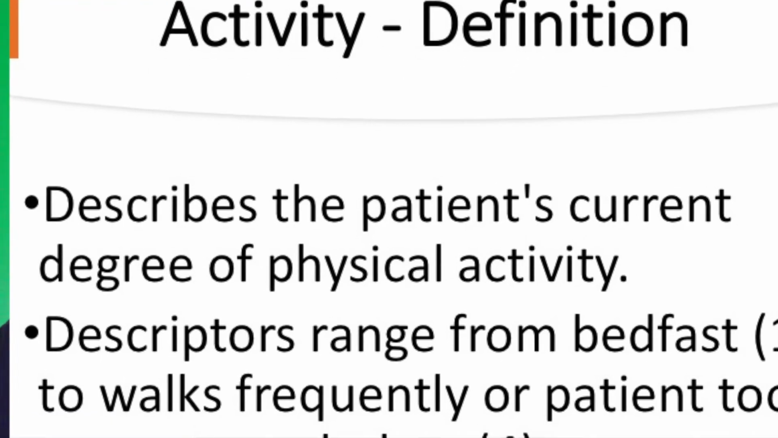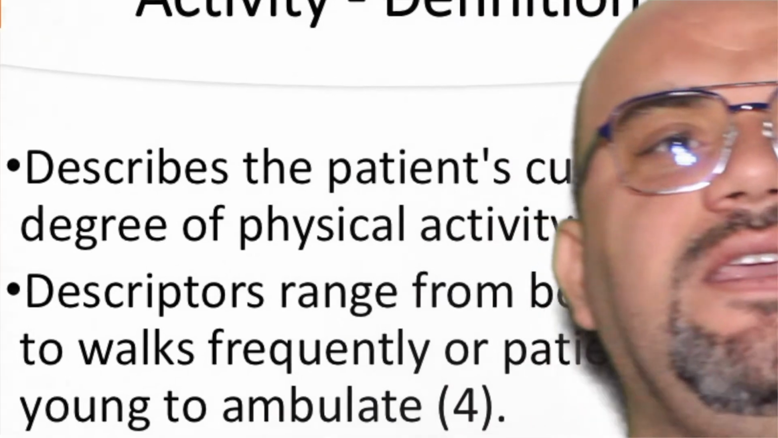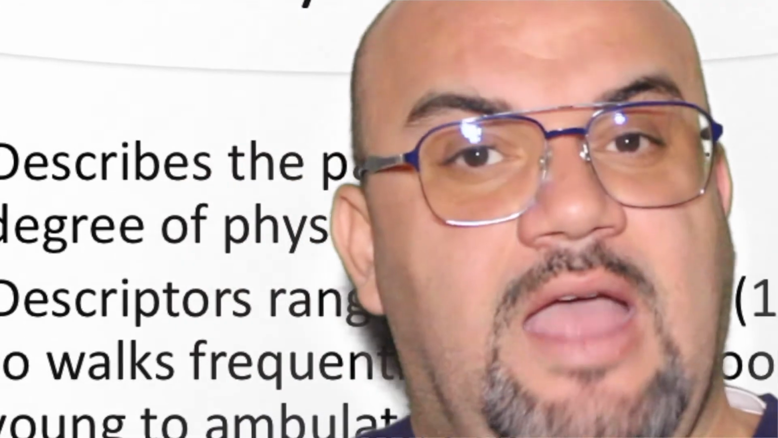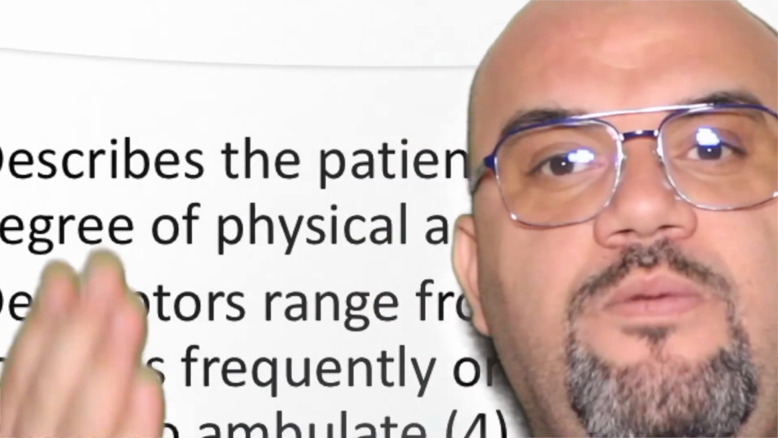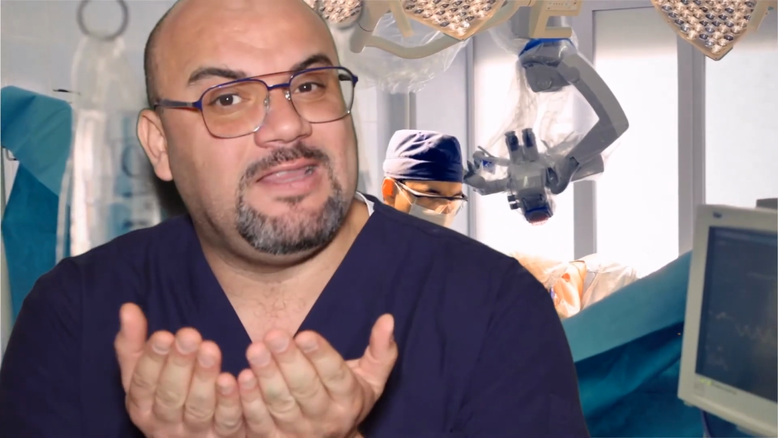Go to the following point, which is activity. What is activity? We are describing here the patient's current degree of activity, and it's again from 1 to 4. The most repeated question is about the differentiation between activity and the following point, mobility. Stay with us to know the answer.